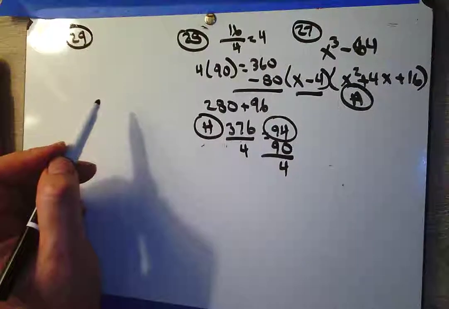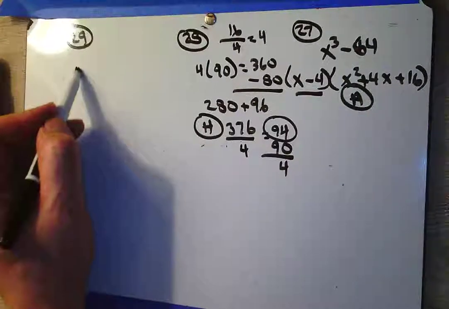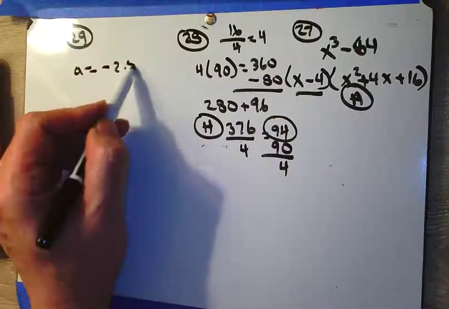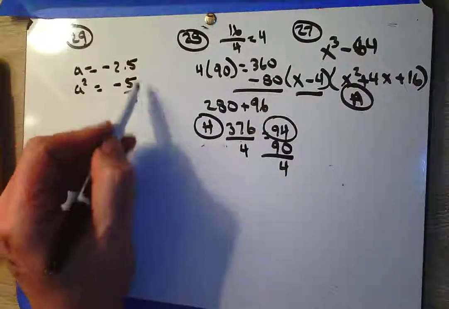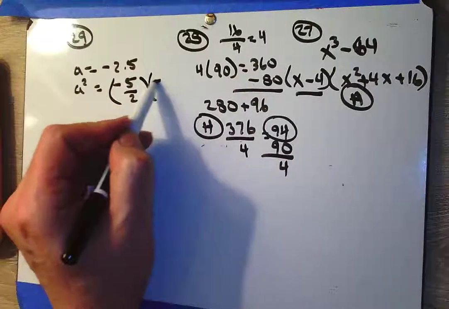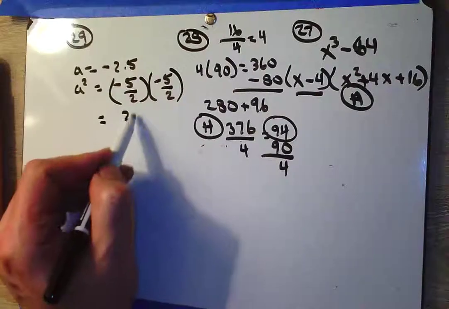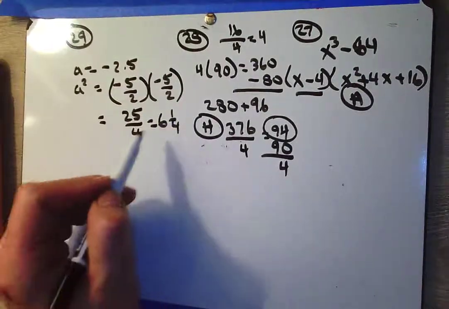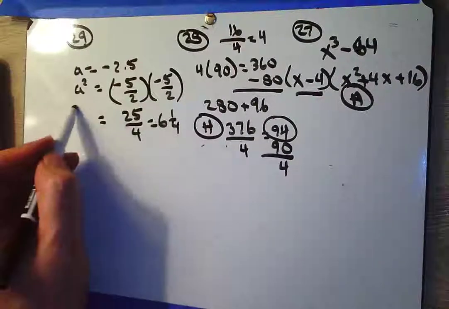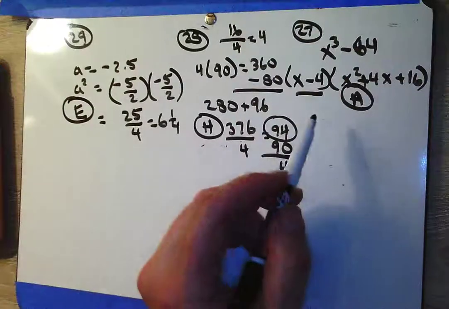29. Okay, which of them represents a squared? If we know that a equals negative 2.5, and we're looking for a squared, when I square negative 2.5, I end up with 25 over 4, or 6 1/4. And that's what I see for choice E. E for 29.